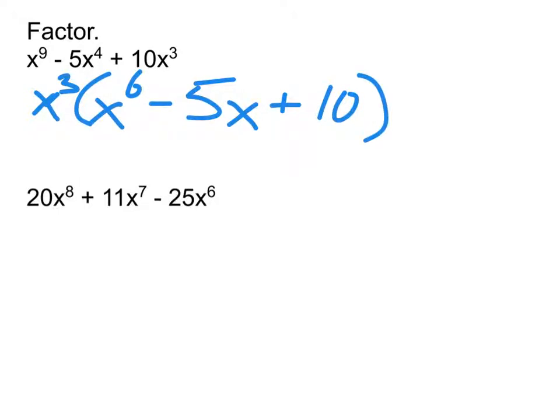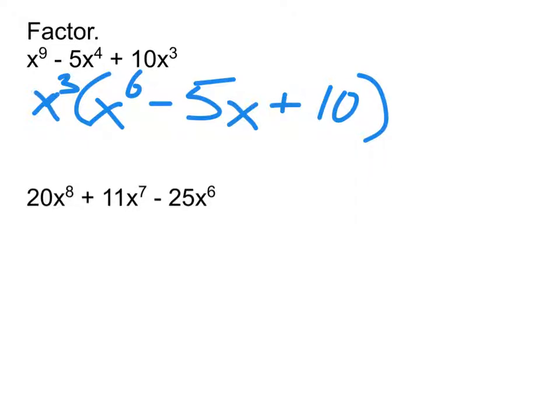Which also reminds us about how do we know to pull out the x cubed here? Because notice in the last term, that was all of the x's. So basically I looked through my terms and I said, okay, this one has the least amount of x's. And so that was how many I could pull out of all of them.